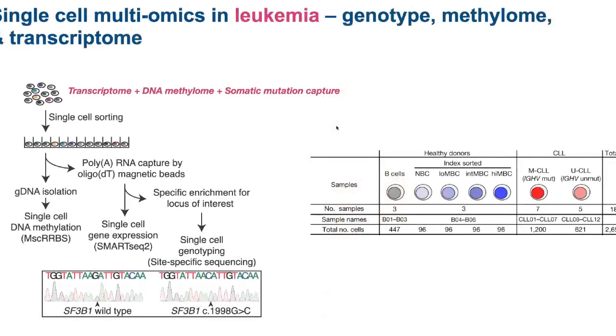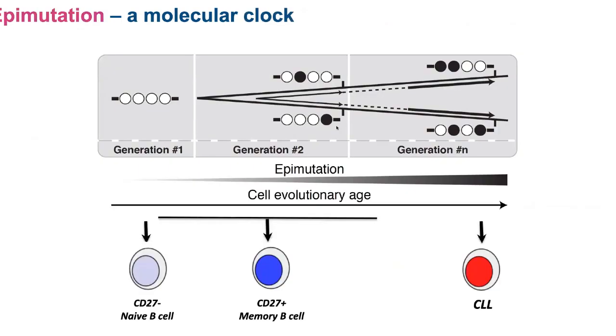So to pursue this integration, we developed a single-cell multiomic platform that captures genetic, epigenetic, and transcriptional information within the same cell, and previously applied it to chart leukemia evolution. In this work, we have shown that epimutation, the stochastic heritable DNA methylation changes, can serve as a molecular clock.